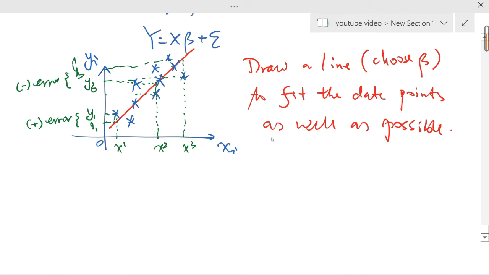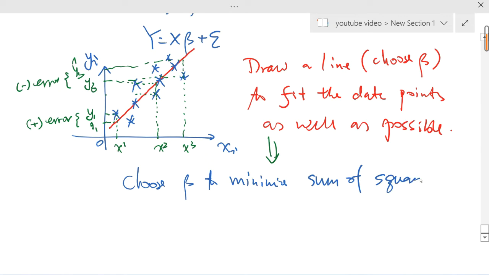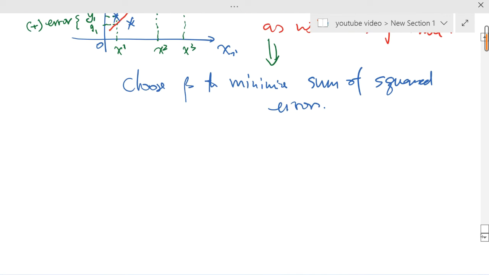So what we want to do is choose beta to minimize the sum of squared errors. And this is actually why this is called the ordinary least squares estimator. So let's derive the estimator. So we know that we have this empirical model.